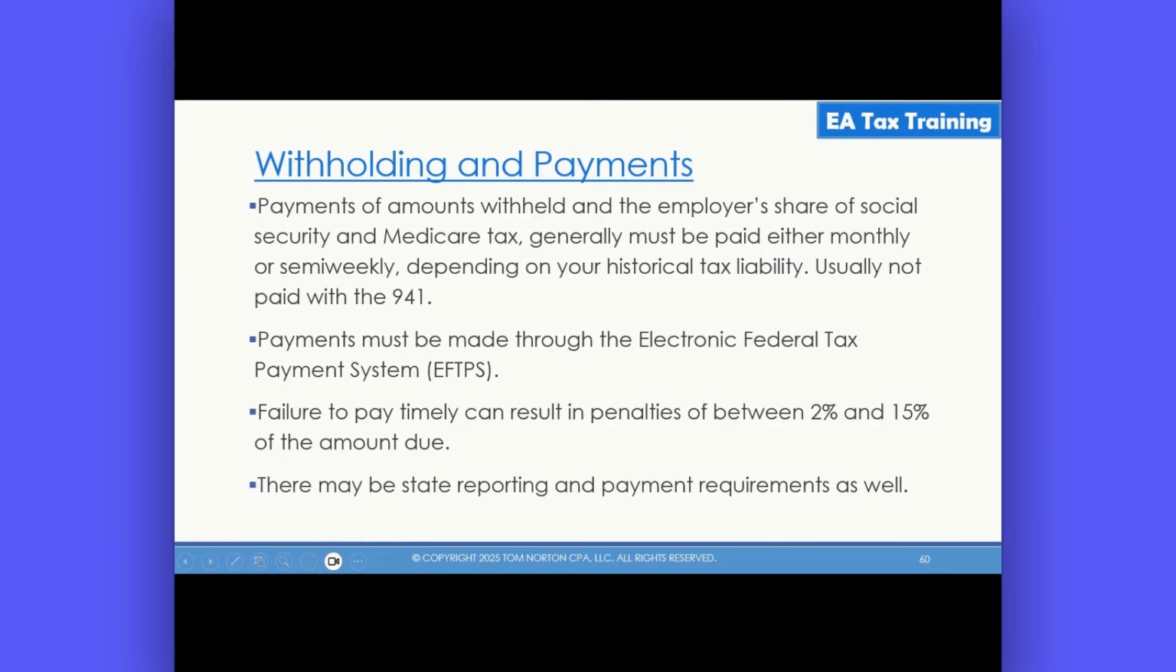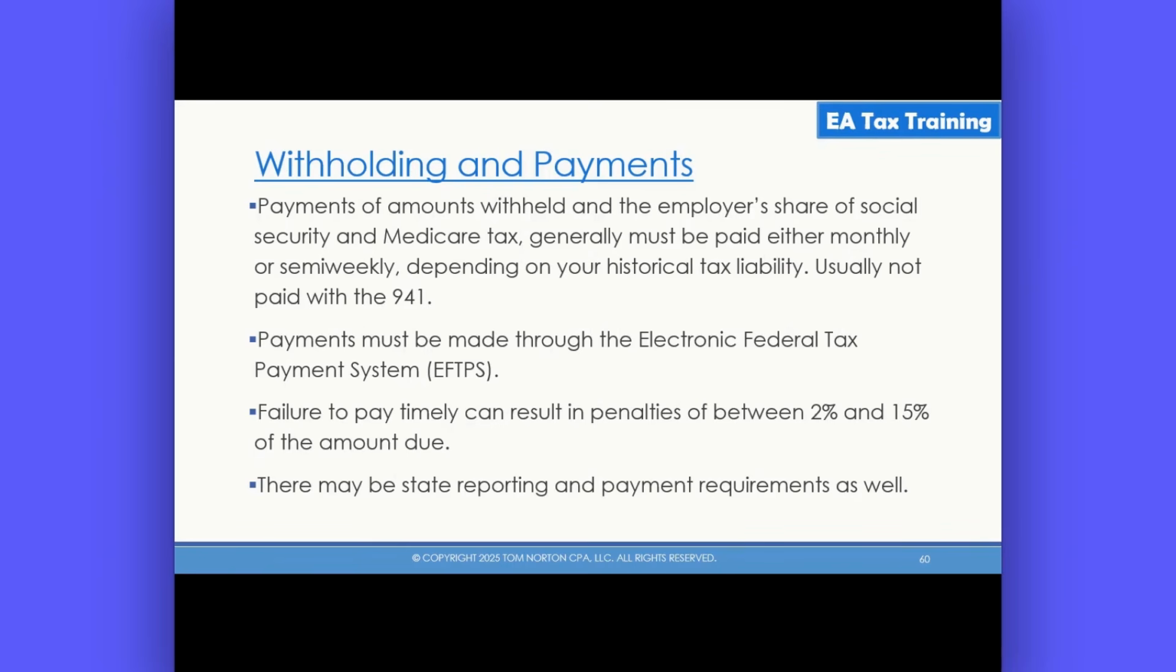However, you have to pay the amounts more often than quarterly. So you're going to pay them either monthly or semi-weekly, depending on how much you historically have had to pay in. So you don't pay them in with the 941. The 941 is for the reporting. You will make the payments through the Electronic Federal Tax Payment System, or EFTPS.